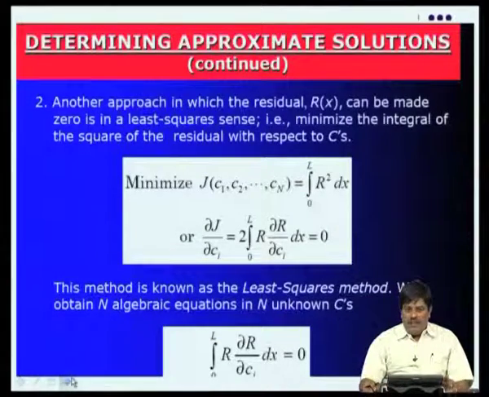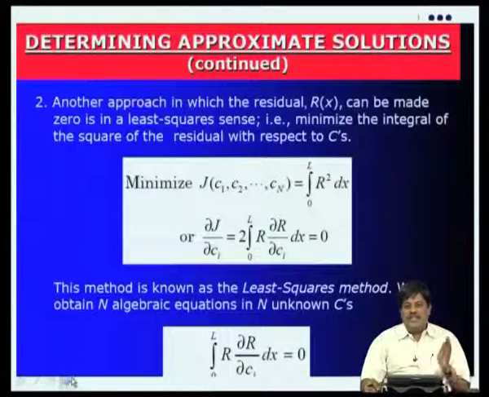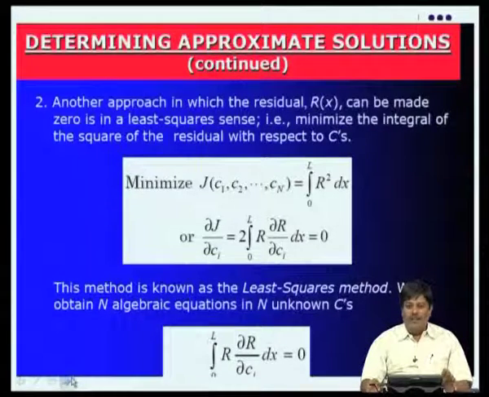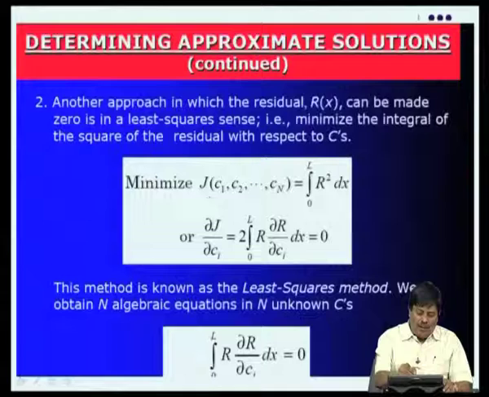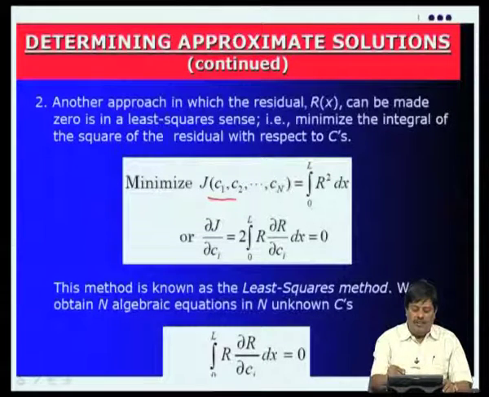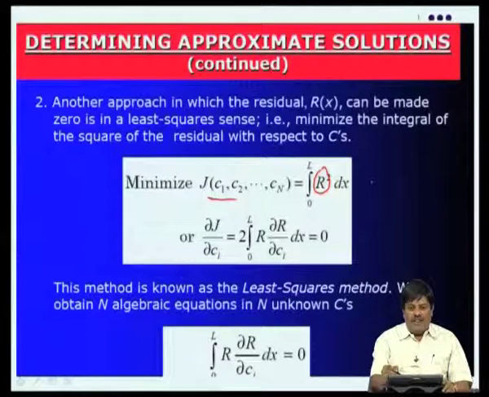Is there any other method? Yes, there are other methods that you can construct. One way of doing it is to make this residual R of x go to 0 in some least square sense. That is, we minimize the integral of the square of the residual with respect to the unknown coefficients Ci. So, we take this equation, we call this J, which is nothing but the integral over the domain length, where the integrand is r square, that is the square of the residue.